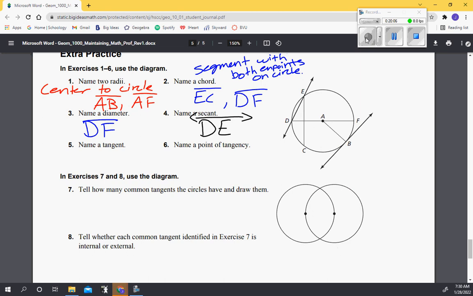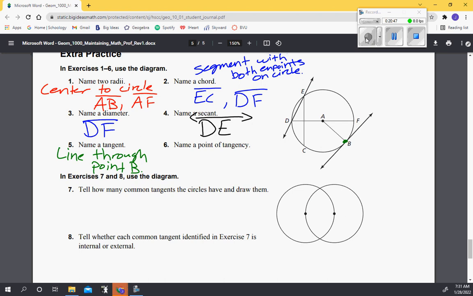Next, name a tangent. Remember, we've talked a lot about tangent already, the tangent line. It intersects my circle at exactly 1 point. And right now that's B. Okay. So I'm going to say line through point B.